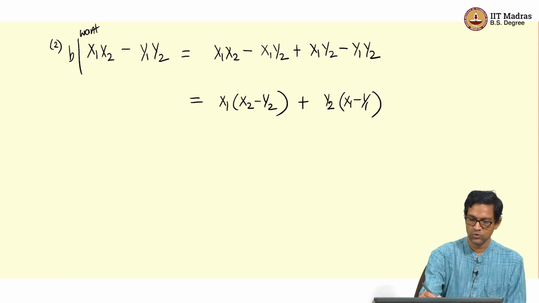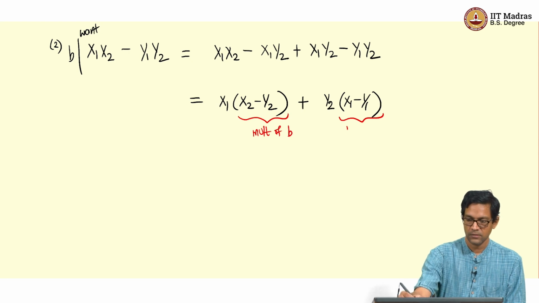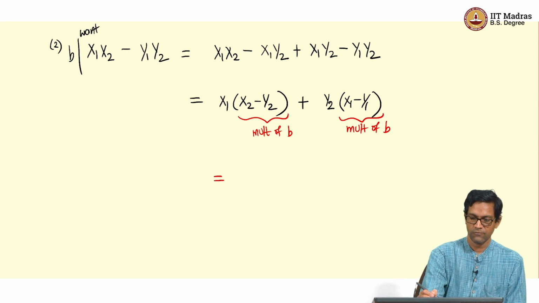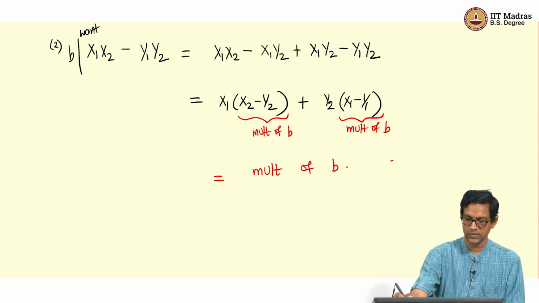Now, x2 minus y2 and x1 minus y1 are both multiples of b. This is given to be a multiple of b, this is given to be a multiple of b, and therefore, the overall expression on the right hand side is of course a multiple of b. So, that is the end of the proof.